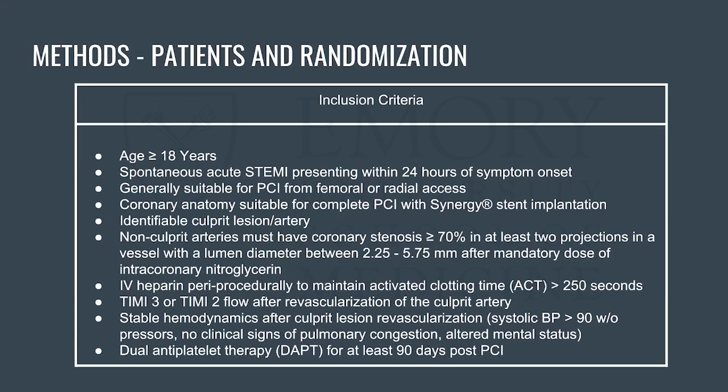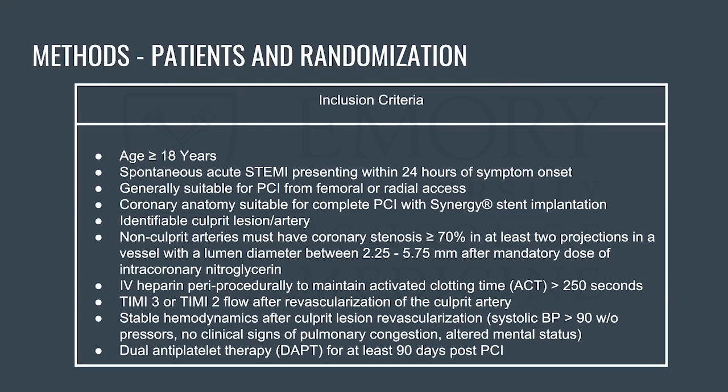So the next few slides go through the inclusion and exclusion criteria. I know there's a lot of text on the slides here, but I think it's always important to know which patients qualify and which don't, to know exactly what type of patient population we're dealing with in terms of comparisons. So for the inclusion criteria, we had patients that were, of course, 18 years of age or greater.